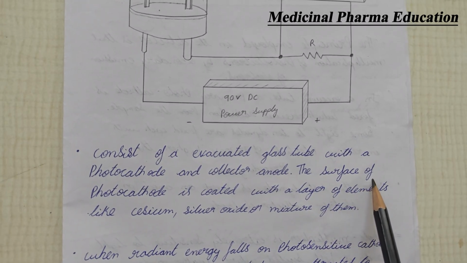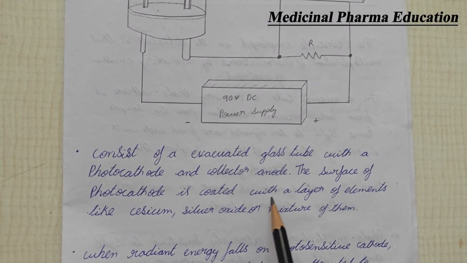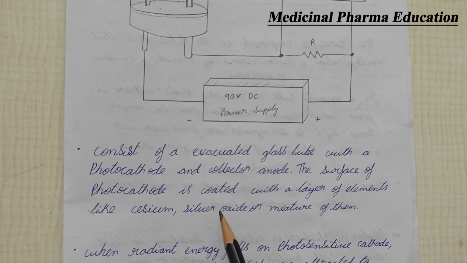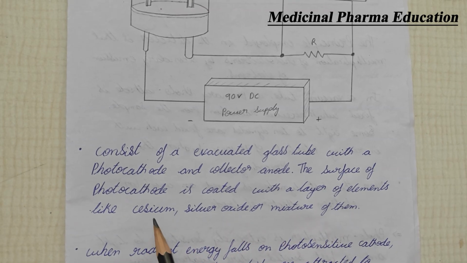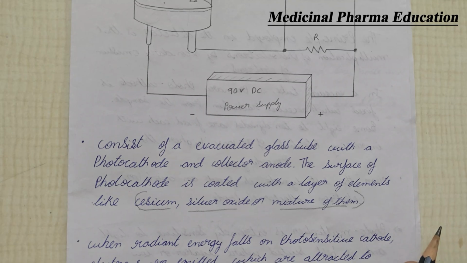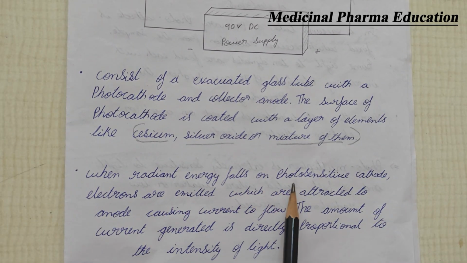Next, the surface of the photocathode is coated with a layer of elements like cesium, silver oxide, and a mixture of them. It is coated with these layers. I think you understood. When the radiation energy falls on the photosensitive cathode, electrons are emitted, which are attracted to the anode, which causes current to flow. The amount of current generated is directly proportional to the intensity of light.